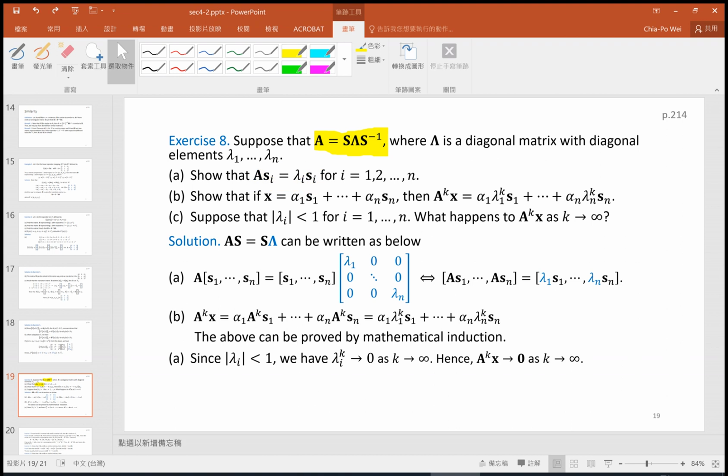If we multiply both sides with S, then we obtain A times S equals S times lambda. If we let S1, S2 up to Sn be the column vectors of matrix S, then we will have this equality. Note that AS1 is the first column of AS, and ASn is the nth column of AS, while lambda 1 S1 is the first column of S lambda, and lambda n Sn is the nth column of S lambda. Therefore, we have finished the proof of case A.